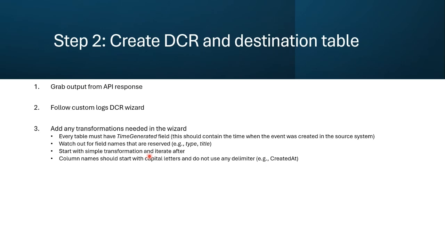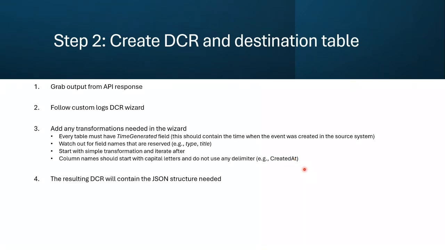And in the last iteration, you can probably adopt one of the naming conventions that we have, which is to start the column names with capital letters and not use any delimiters. For example, CreatedAt or EventType, with an uppercase E and an uppercase T.